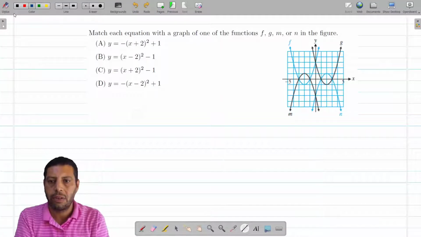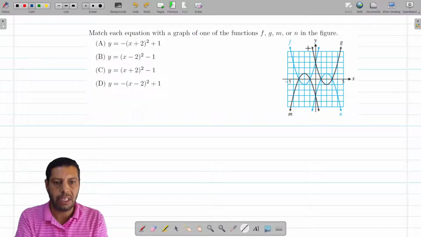Welcome to this new video about quadratic functions. Here we'll deal with the vertex form, and especially we'll try to match each equation with a graph of one of the functions f, g, m, or n in the figure. So you have a list of vertex forms here, which are quadratic functions, and you're going to try to match them with one of the graphs here.